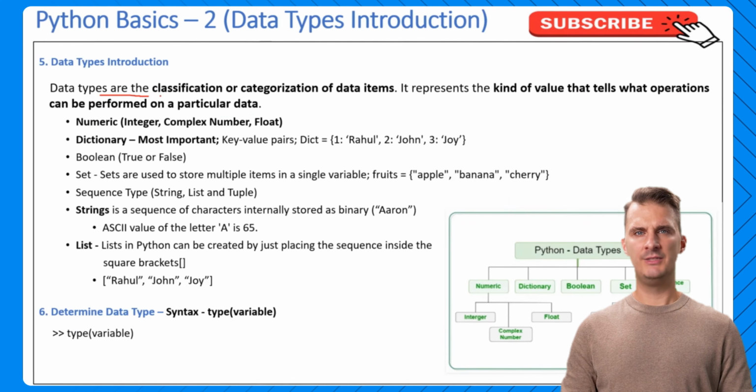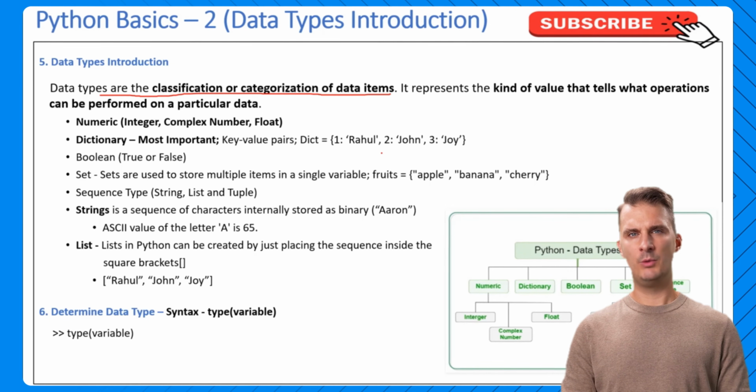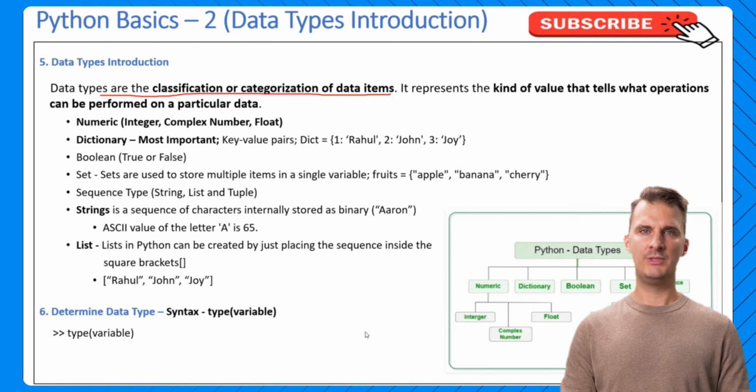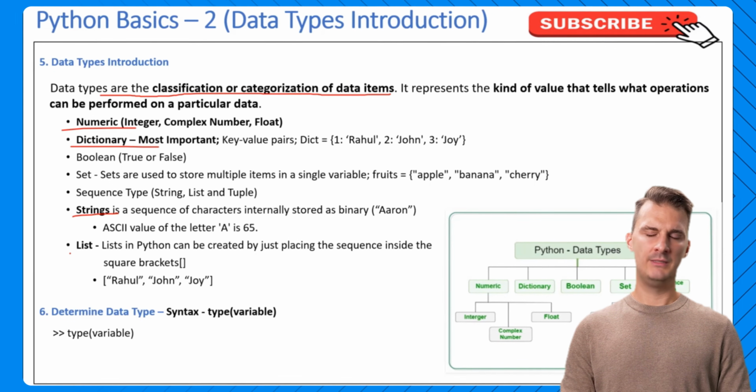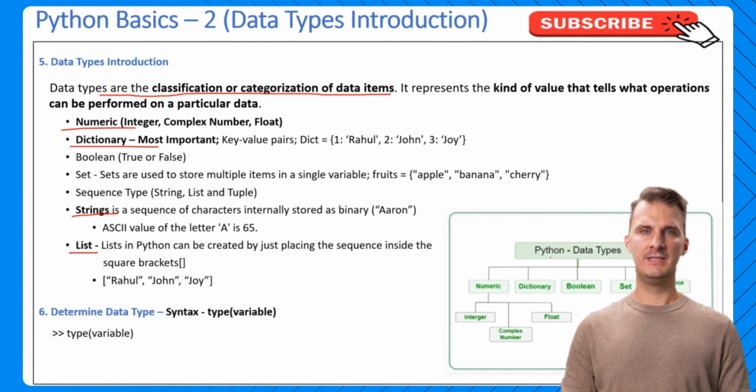So data types are basically used for classification or categorization of data items. What that means is it provides different ways in which you can store data and the various operations that you can perform to retrieve the data. There are multiple data types, but for Lambda function, you just need to focus on numeric, dictionary, which is the most important, then string and list. These are the only 4 types I will discuss in detail, but let's at a high level just know what the various data types are.